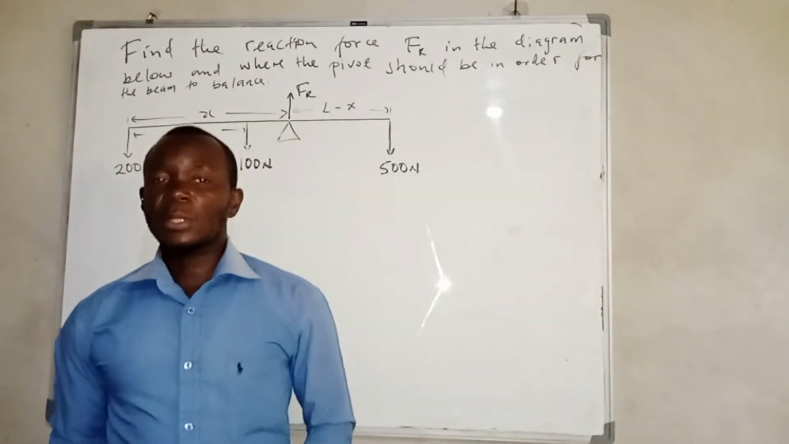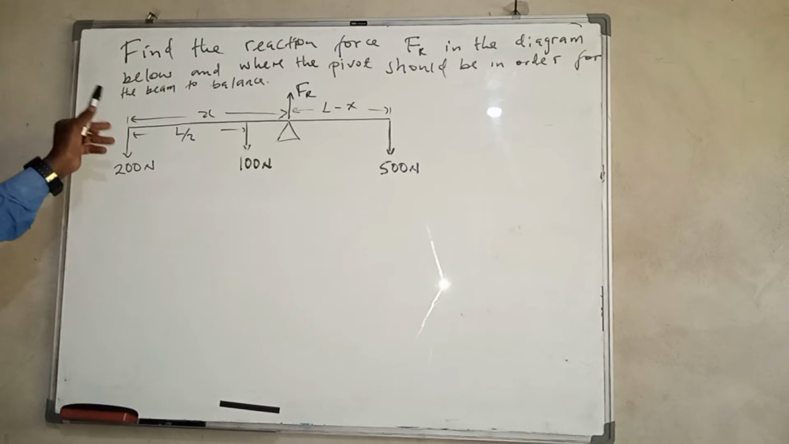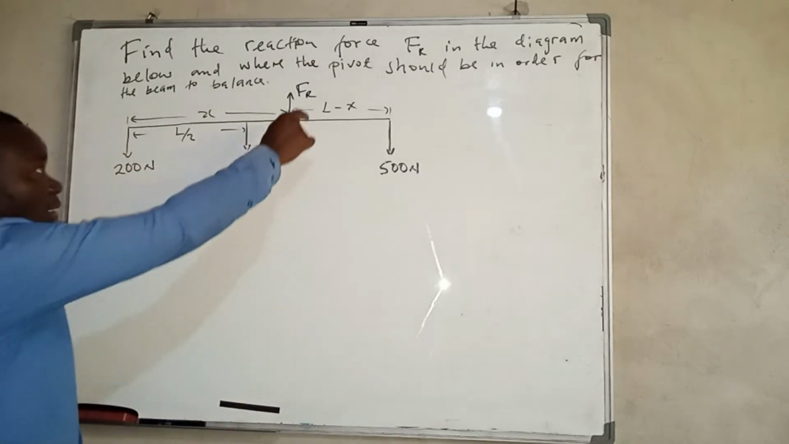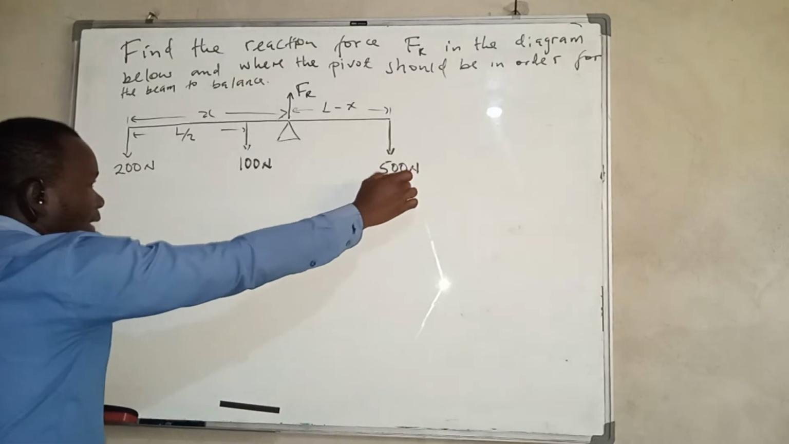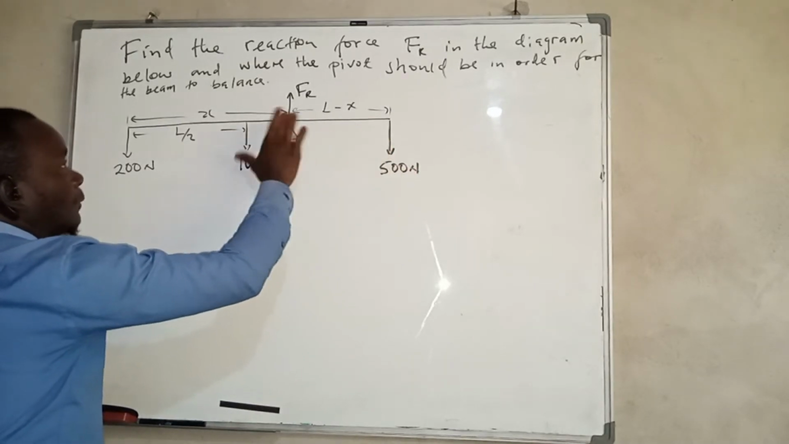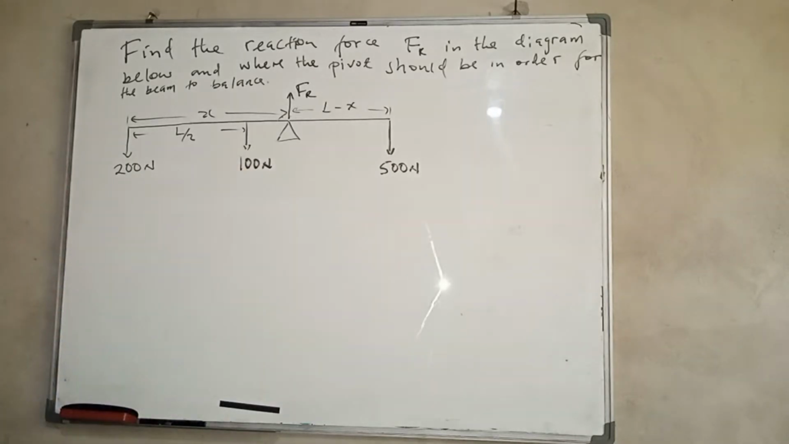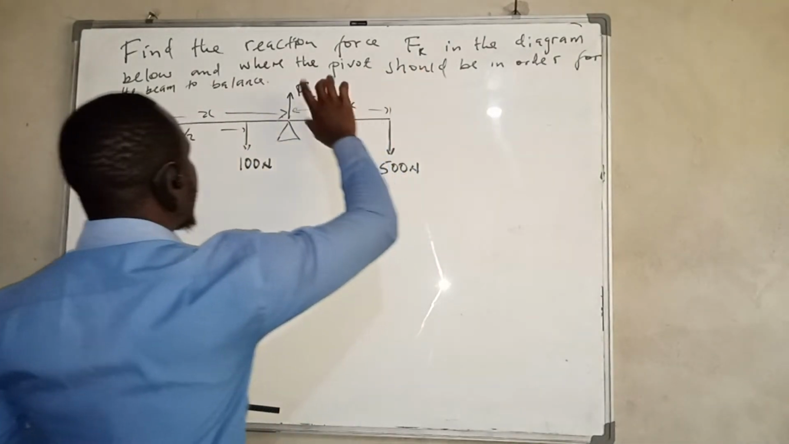Welcome. In this video, we're going to look at one of the problems under beams, and in this case, we're just going to find the reaction force, which is this Fr, and then the distance from which the 500 newtons must be from the pivot in order for the beam to balance. So the question says, find the reaction force Fr in the diagram below and where the pivot should be in order for the beam to balance.